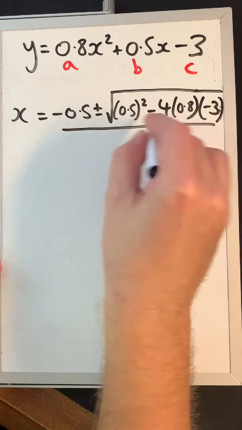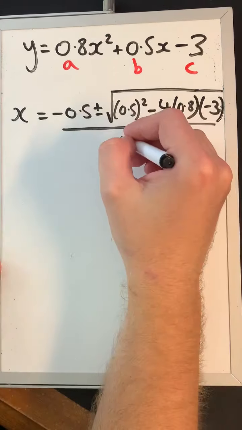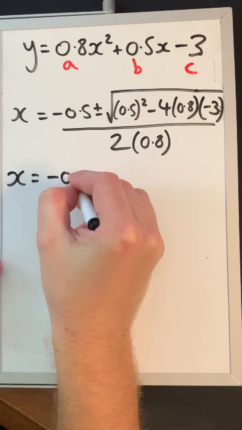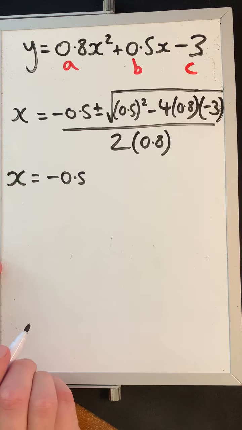This is why it's important to put them in brackets. It does make it a bit clearer. And that's all over 2 times 0.8. So let's work these out then. Got to be careful because they're decimals.